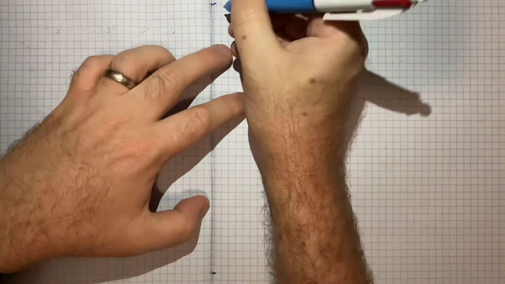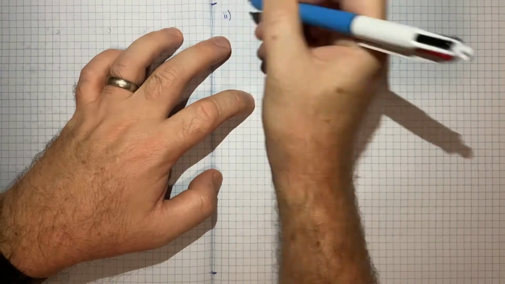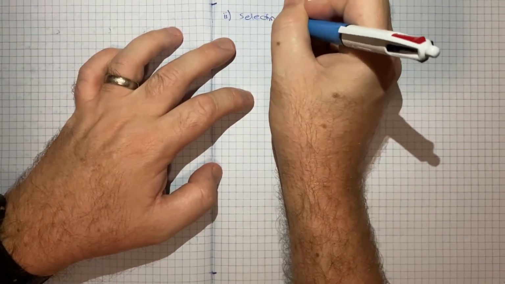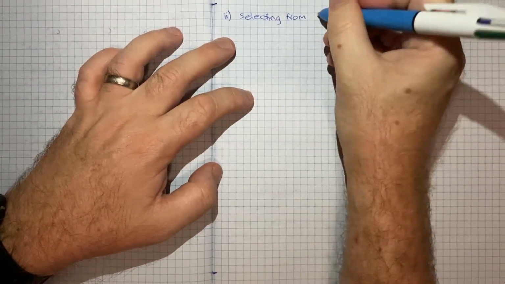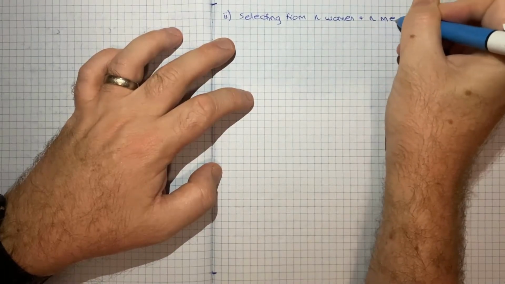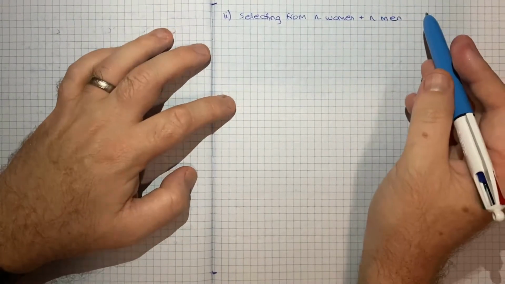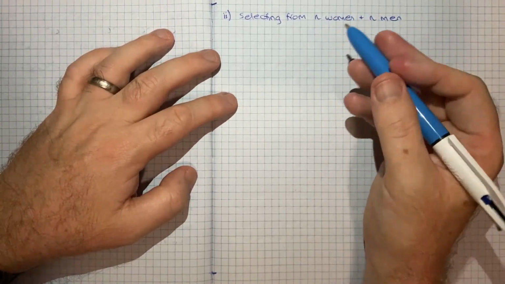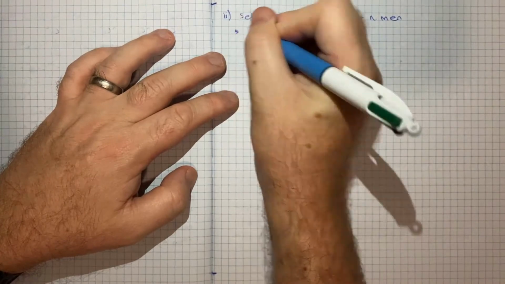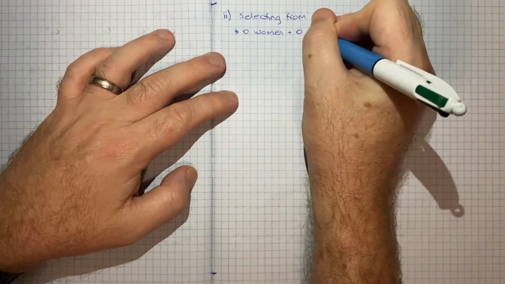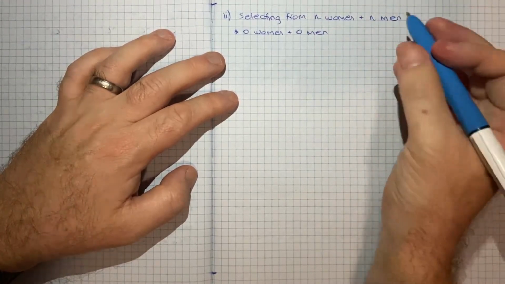So now I'll look at part 2. Part 2 is saying that we're selecting from n women and n men. So we'll always have an even number of people, and it'll be the same number of women as men. So if we look at all of our cases, we could have 0 women and 0 men. That could be one outcome.